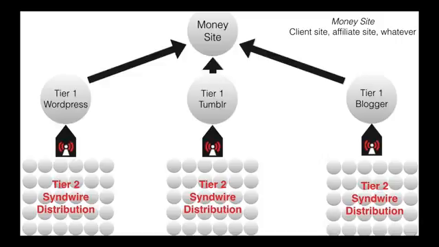So essentially with the steroid method, guys, what we are doing is we are building out a multi-tiered content network. So we have our money site. We have underneath that our tier 1 sites. Okay, so for our tier 1, we're using WordPress, Tumblr, and Blogger. And guys, this has been tested backwards and forwards, and this is what's working out the best for us. Okay, so our tier 1 links directly to our money sites.